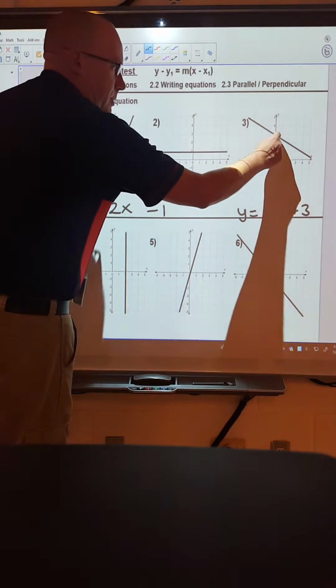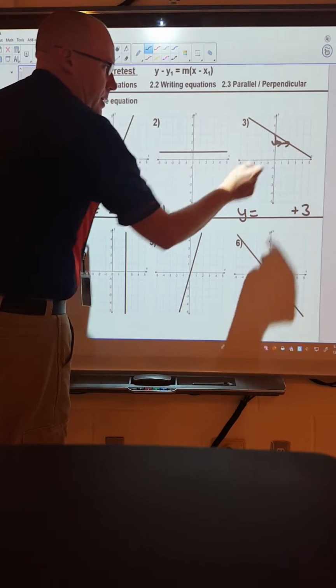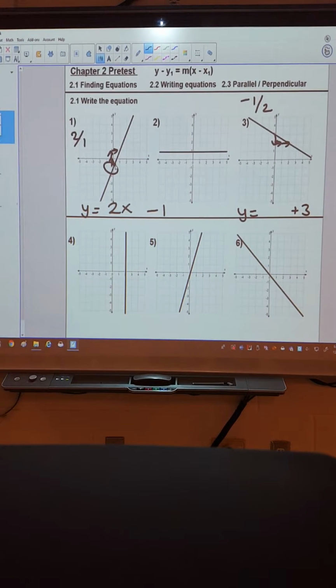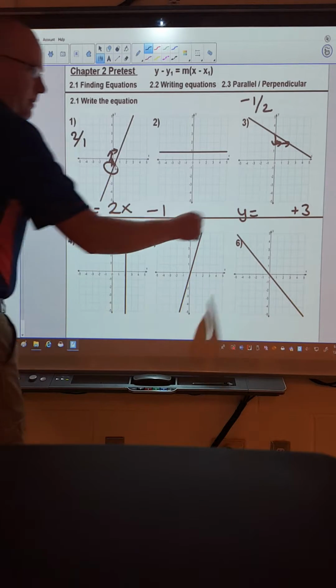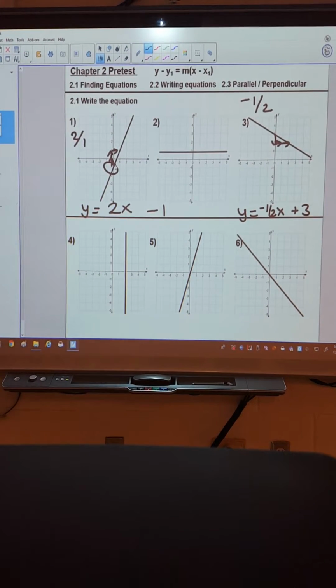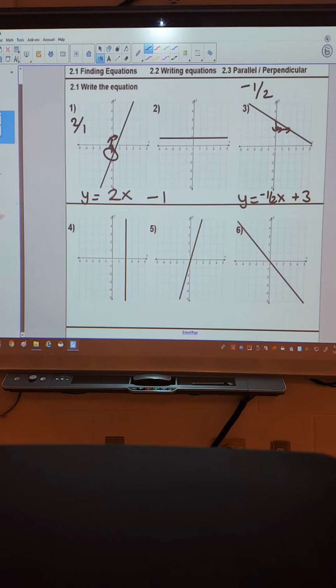So I'm going to give that a positive 3. And I can see for this one, it goes down 1 and across 2. So to show that it goes down, I give it a negative number. So the slope for that line is negative 1/2, and therefore the equation is y equals negative 1/2 x plus 3.